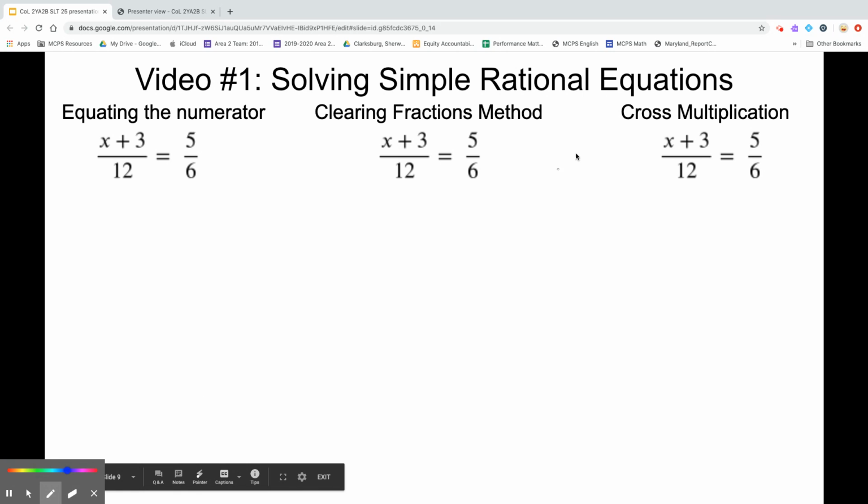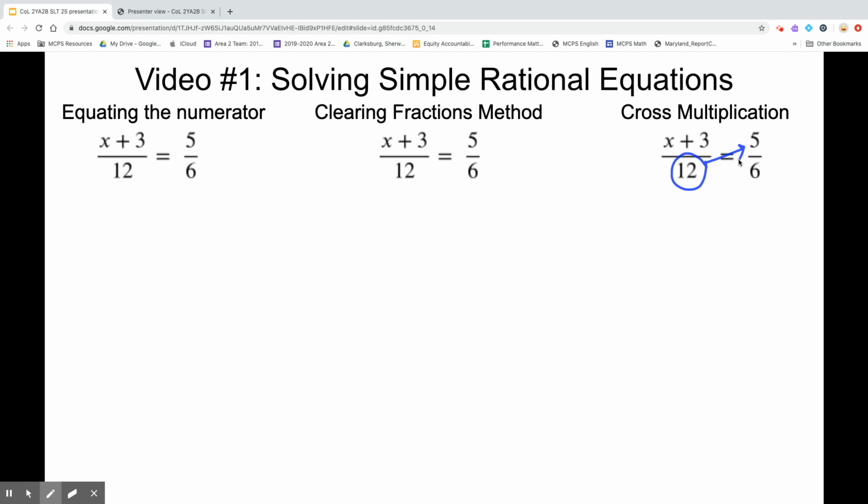So for cross multiplication, I'm going to take this 12 and multiply it by 5. I'm multiplying across the equal sign. And then I will take this 6 in the denominator and multiply it to the numerator on the other side of the equal sign. So the reason I do this is to get rid of this denominator here of 12 and then to get rid of the denominator of 6.